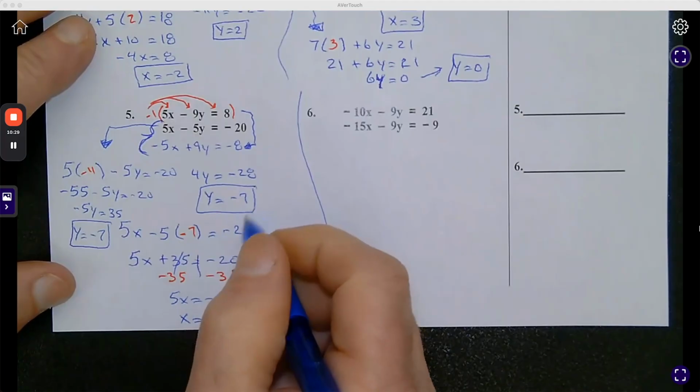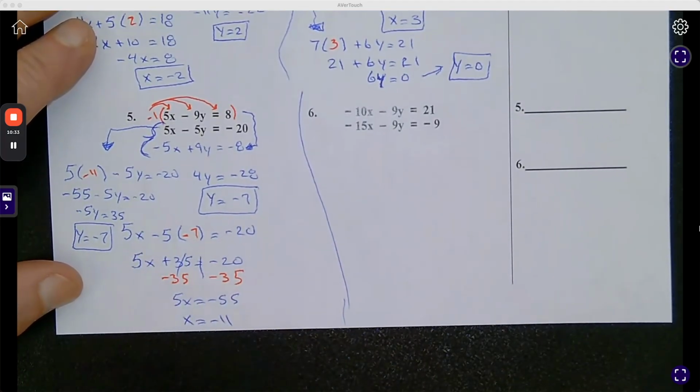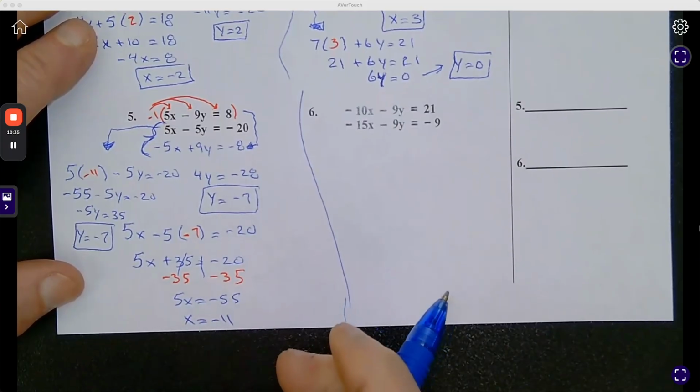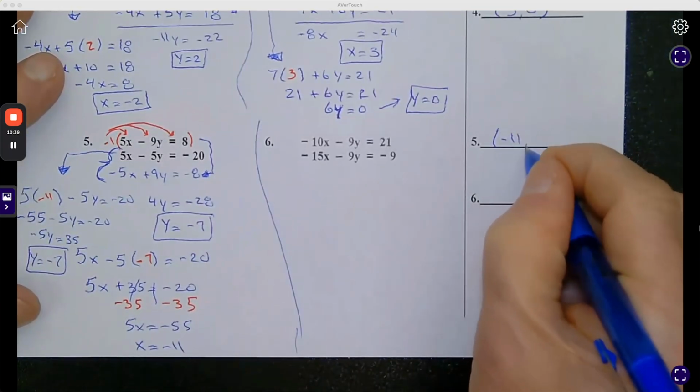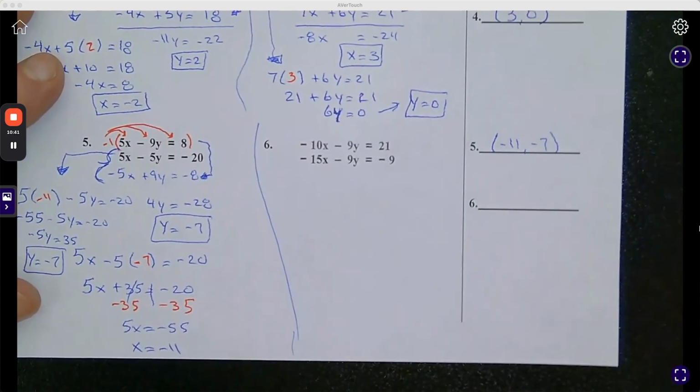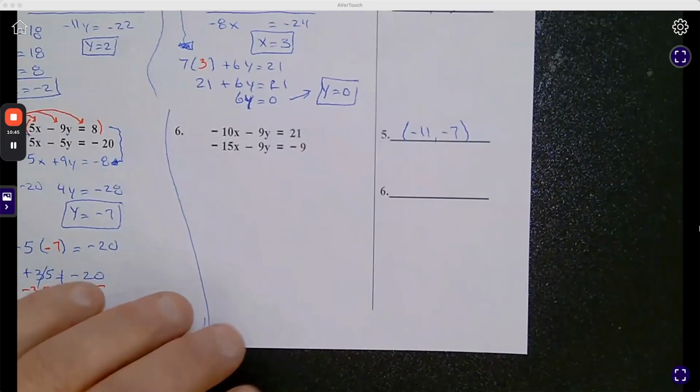Oh, I had already had it, but at least I confirmed it. Are you kidding me right now? Does everyone see what I just did? I'm a fool. Okay, negative 11, comma, negative 7. Let's go. Let's go. Wasting time. Okay, here we go.